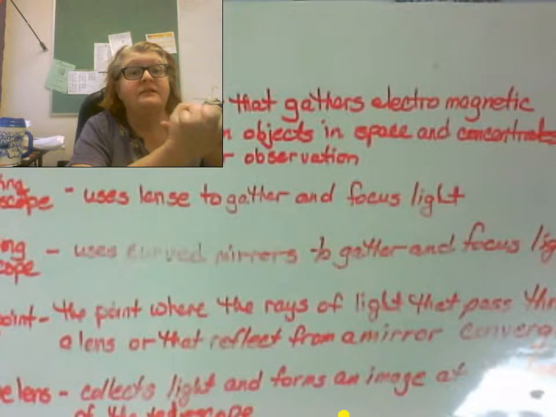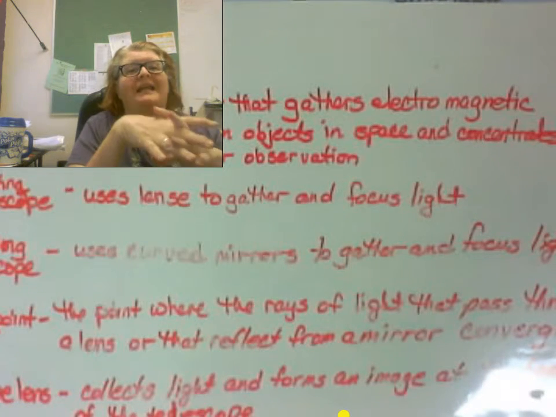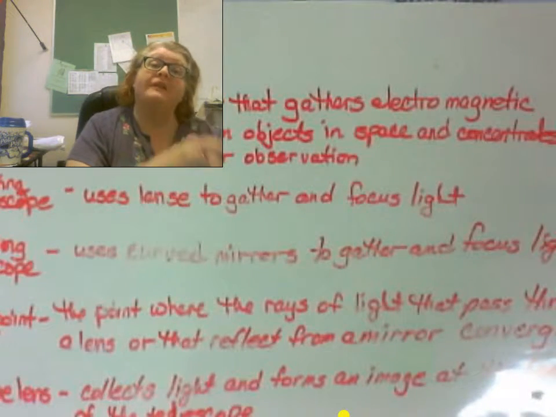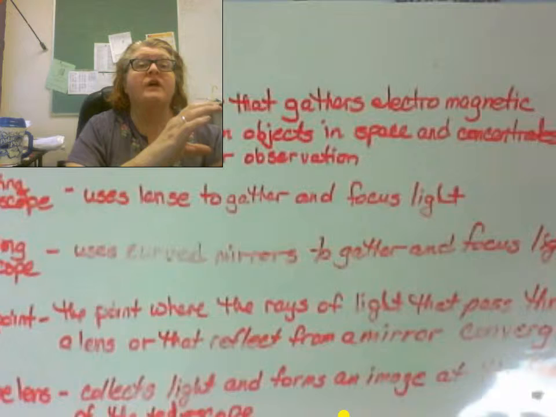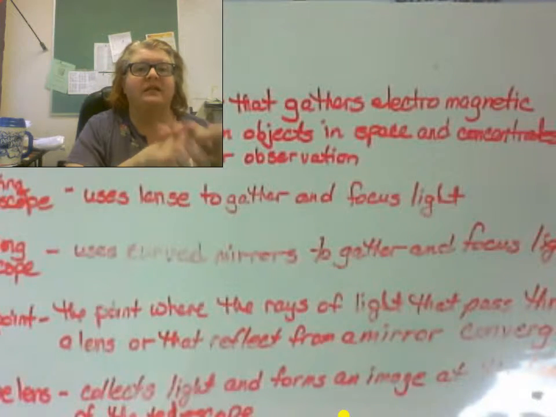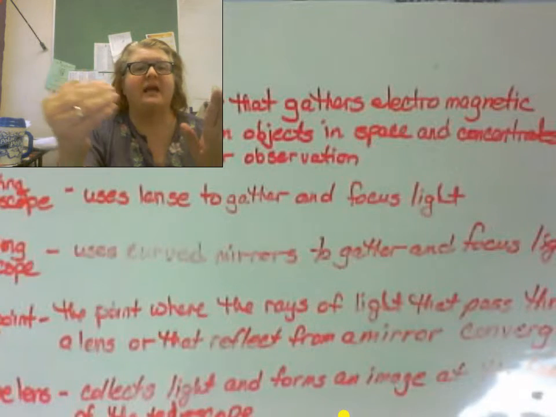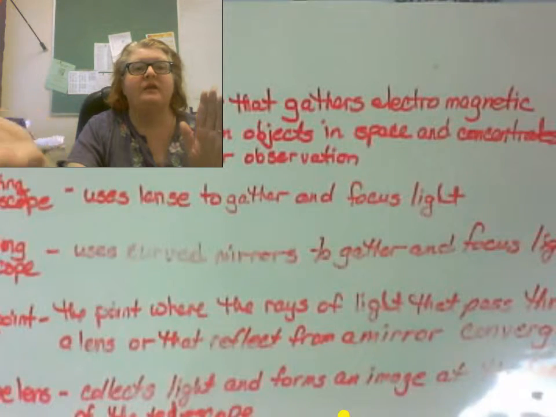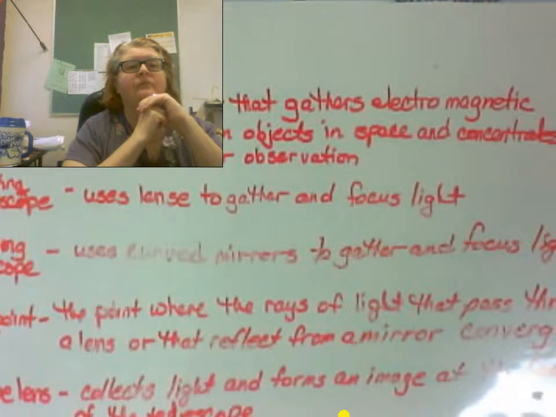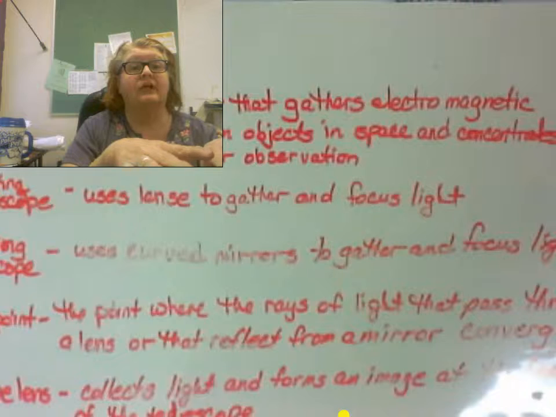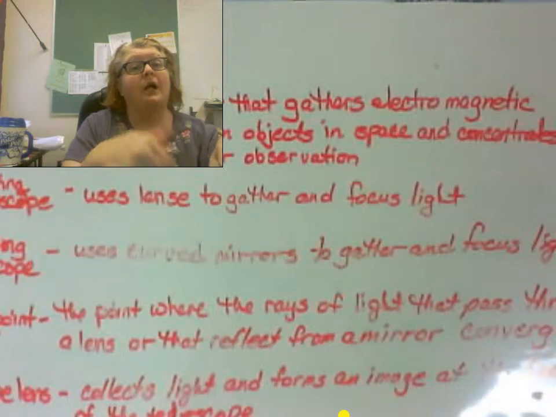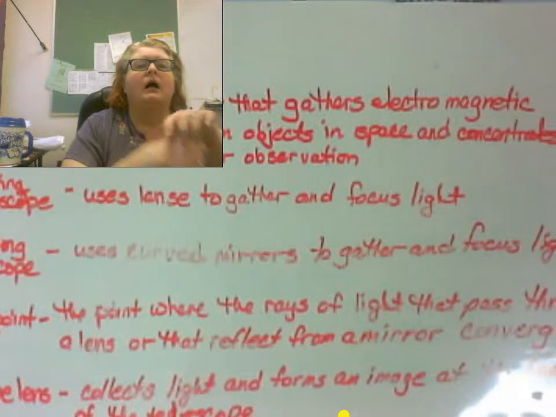There are refracting telescopes, and they use lenses to gather the light and to focus it. Whereas a reflecting telescope uses curved mirrors. So instead of the light going through something to give you a picture, this takes it and bounces it off and then focuses it for you to see. And we're going to find out that these are like the better ones, the better picture. But refracting telescopes are more common because they're cheaper.